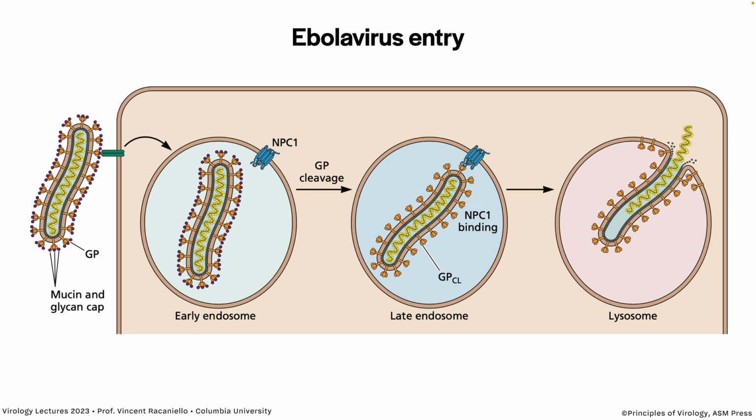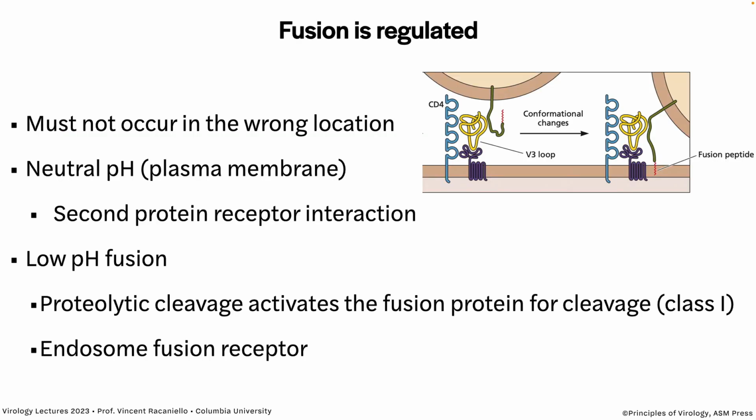And part of the demonstration that NPC1 is an Ebola virus receptor was to take fibroblasts from those patients and show that they're resistant to Ebola virus infection in culture. So they would never be infected by Ebola virus, but unfortunately they don't live very long to see that benefit.